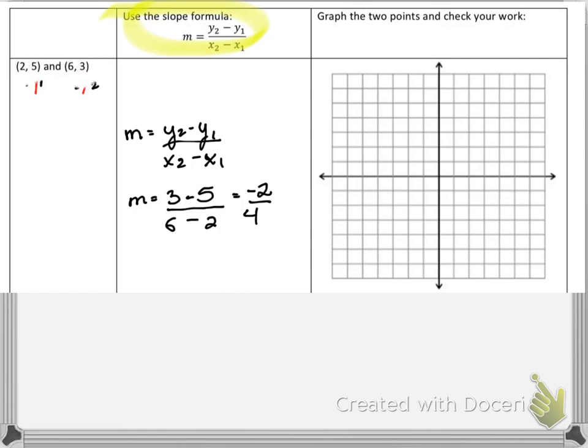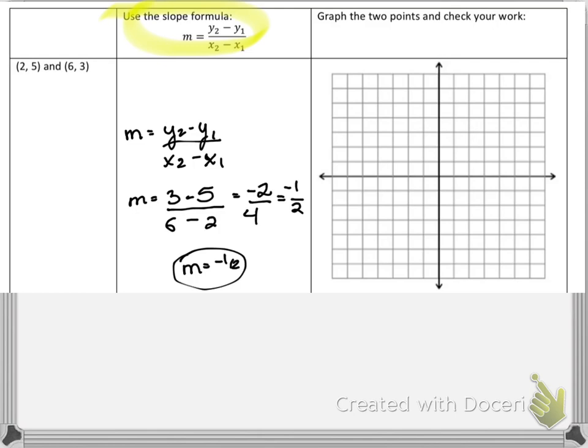So are we done at this point? Have we finished? No, because we always have to reduce. Negative 2 over 4 reduces to negative 1/2. So my final answer is that we have a slope of negative 1/2. What you can do as you do these problems is graph these 2 ordered pairs and show yourself, prove that the slope is negative 1/2.